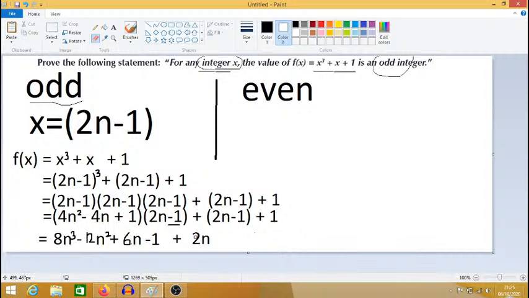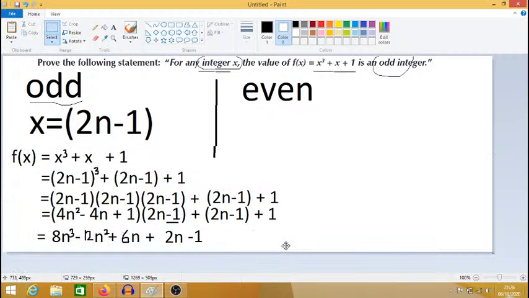And then what you want to notice is that that minus 1 can be brought to the end, and you can bring that just to tidy it up. And then hopefully you can see that everything apart from the minus 1 is a multiple of 2. The 8, the minus 12, the plus 6, the plus 2. It doesn't really matter whether it's a plus or a minus, but the point is it's a multiple of 2.